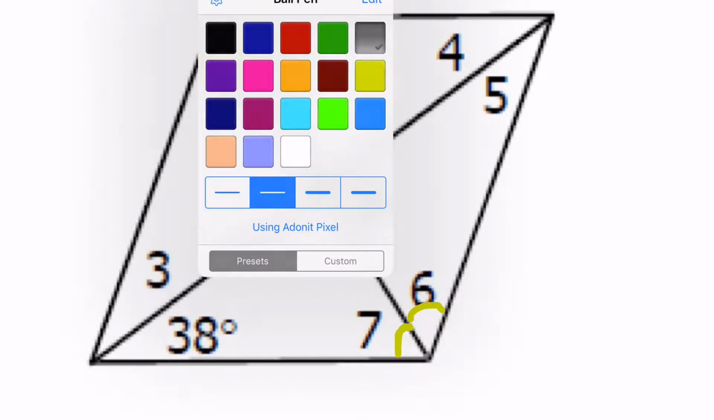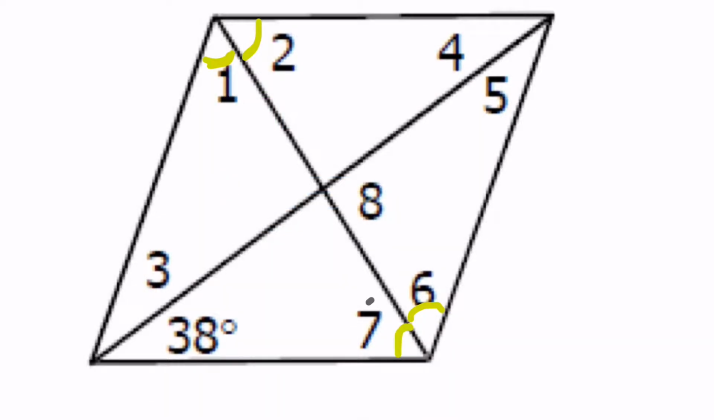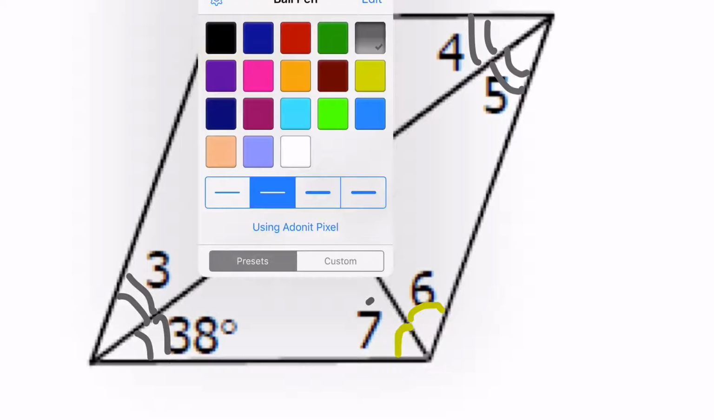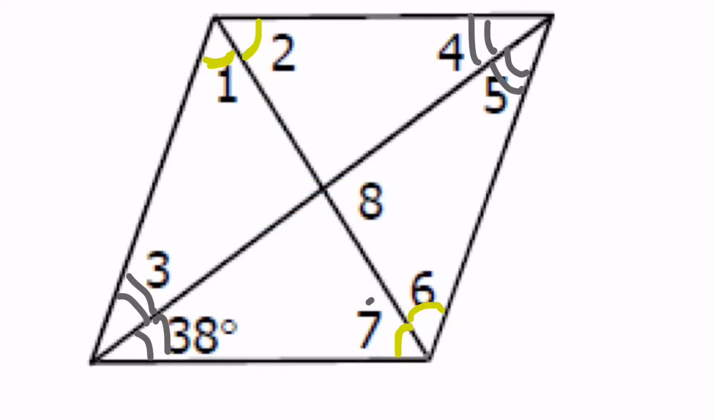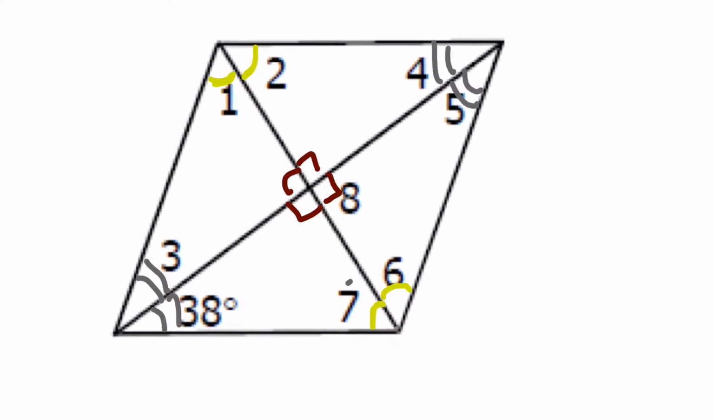It also makes these two congruent to these two. So all of the yellow angles are congruent, all of the gray angles are congruent. And then the angles in the middle, also like this one here, remember those are all 90 degrees because it's a rhombus.